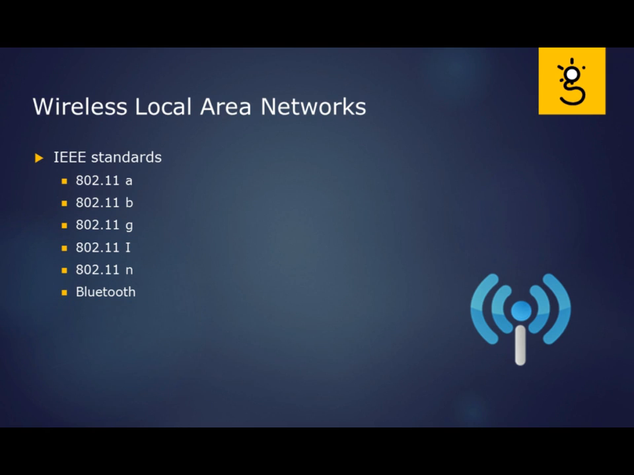Then we got to the 802.11g. Now, G uses the same frequency as B. It gave us speeds up to 54 megabits per second, but it changed the way in which it actually transmitted the information. We had a couple of different methods in which we were able to transmit the data and found a better way. We had the 802.11i, which began to introduce a bunch of security protocols, where we started seeing things like WEP and WPA, WPA2, and those types of things.